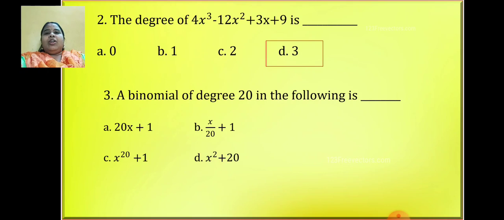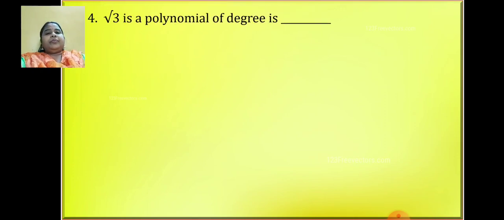Yes? It's a quadratic because the degree is 2. I hope you are understanding it. So option C is the correct one. X raised to 20 plus 1. Okay. So for all this, again I am repeating, definitions are very important. Learn them by heart and try to relate them and solve such questions. Let's see the next one.